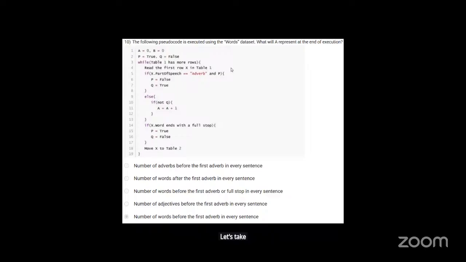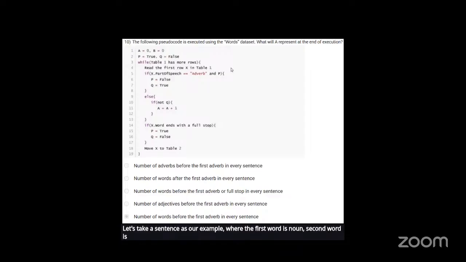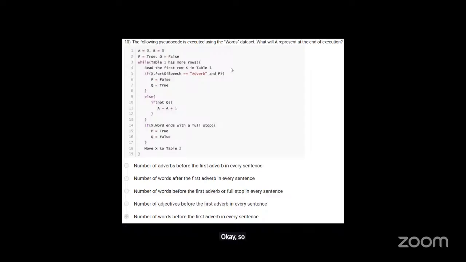Let's take a sentence as our example where the first word is a noun, second word is an adverb, third word is a verb. Now in the first iteration, P is true, Q is false, A is 0. The part of speech is noun. So will the first if condition be true? No, ma'am. So I'll come to the else. If not Q, is this true? Yes, ma'am, because Q is false. Not of false is true. So A is incremented by 1. Now go for the second iteration.